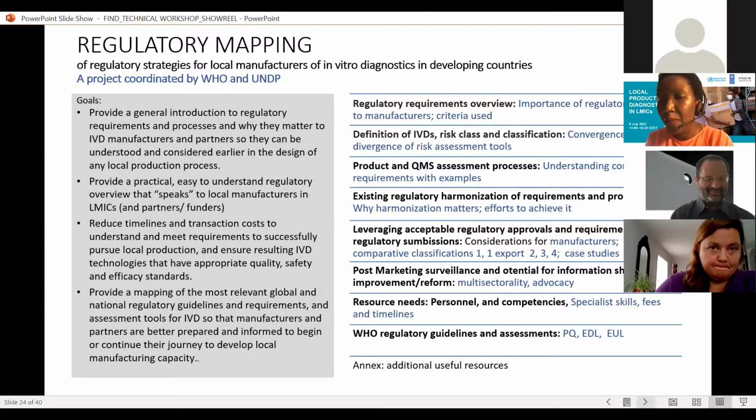We also have a chapter on post-marketing surveillance. And then we go into some detail on the resource needs, including specialist skills, specialist personnel and competencies, the fees in the regulatory process, the timelines that manufacturers can expect to be encountered with. And finally, because this is particularly relevant for the least developed countries, but also for other LMICs, we provide some overview of the WHO regulatory guidelines and assessments on pre-qualification, the essential diagnostics list, and emergency use licensing, and then have annexes which provide additional resources.